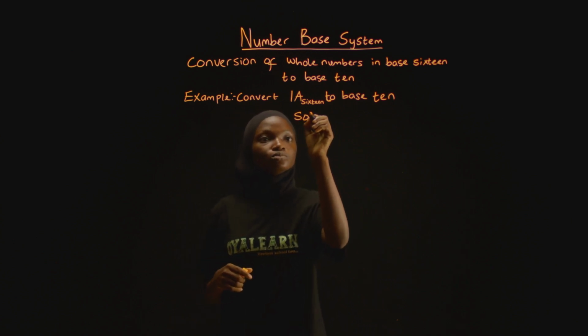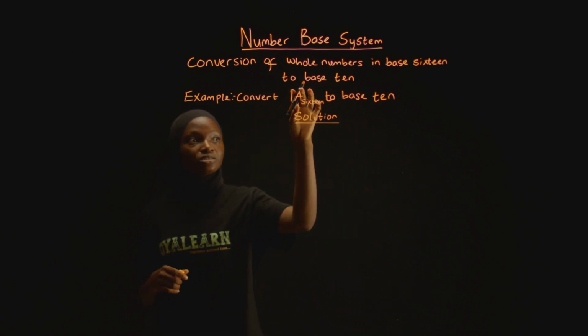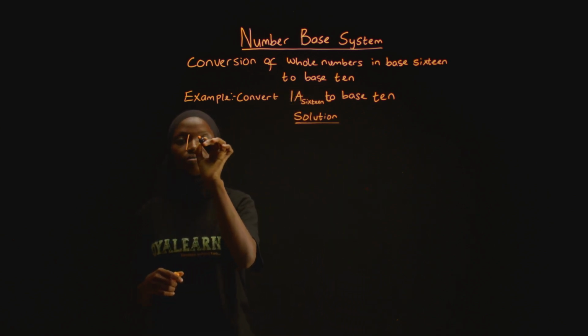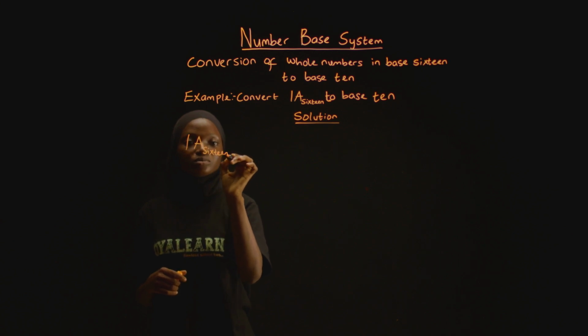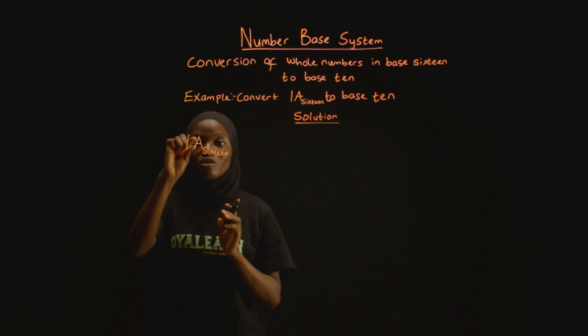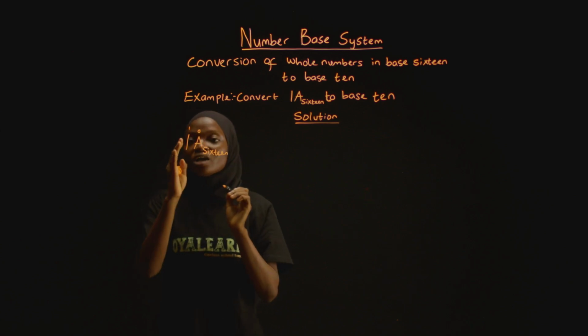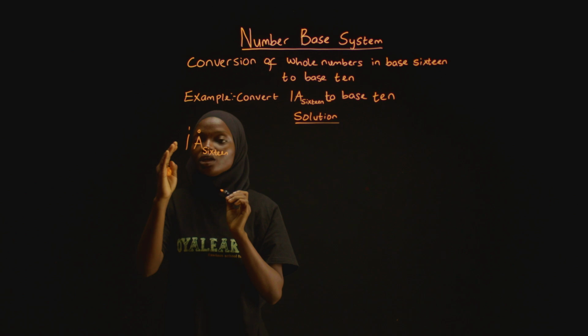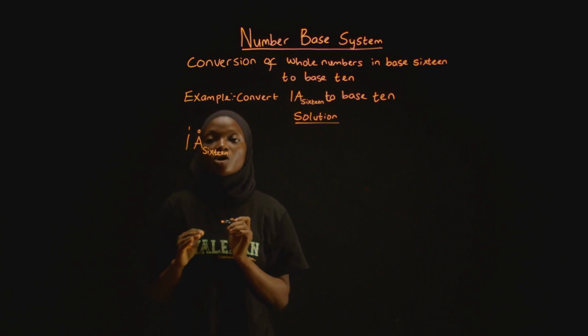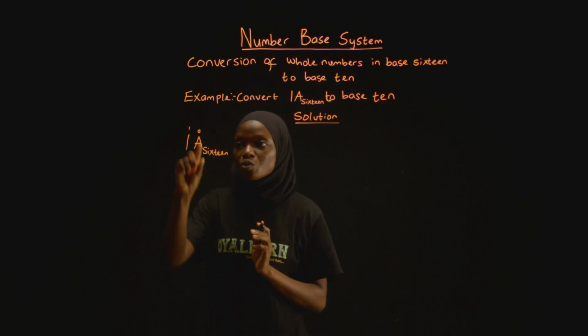Solution. Write out the number 1A base 16. Now the first step, we number these digits from the last digit, that is 0, 1, and let's say we have other numbers lined up here, we keep on numbering until we've exhausted all the digits in the number. But for this number, we only have 1A, just 2 digits, and we've numbered them.